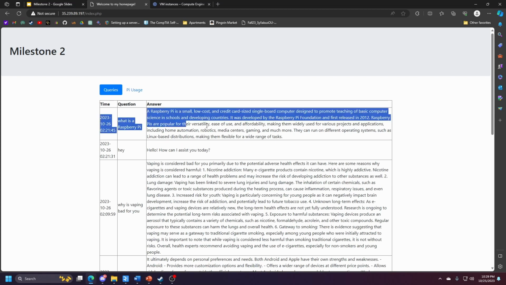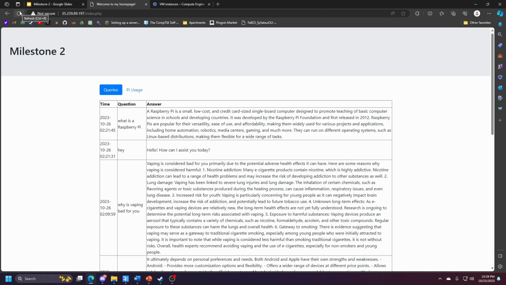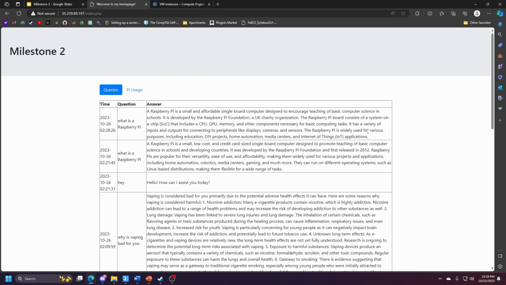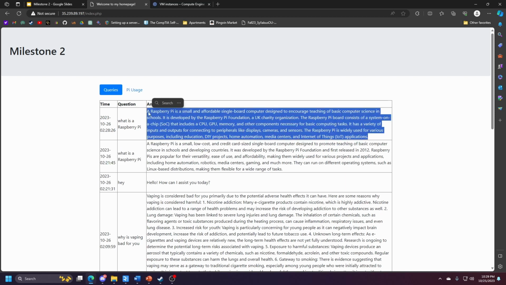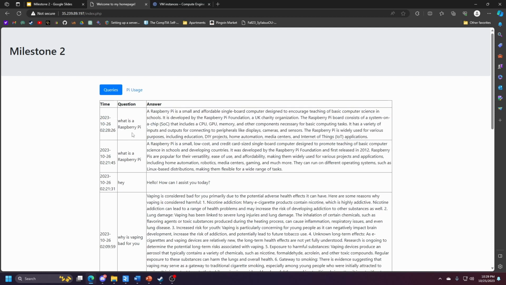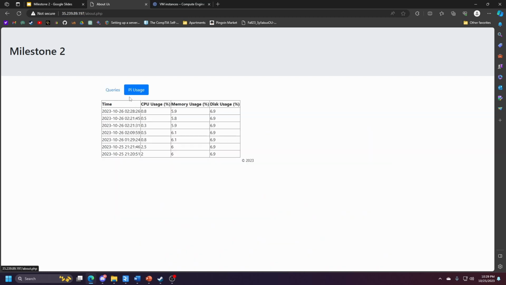This is from a previous test, so now when I refresh my page, you can see the response that we just received from the Raspberry Pi on the previous screen, as well as the question. You can see the question was asked at 2:28:26, and in usage we can see 2:28:26, as well as all of the hardware usage for the Raspberry Pi.